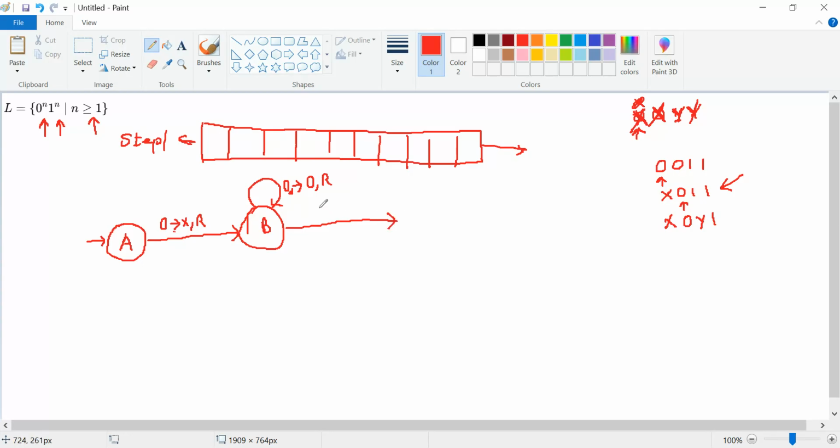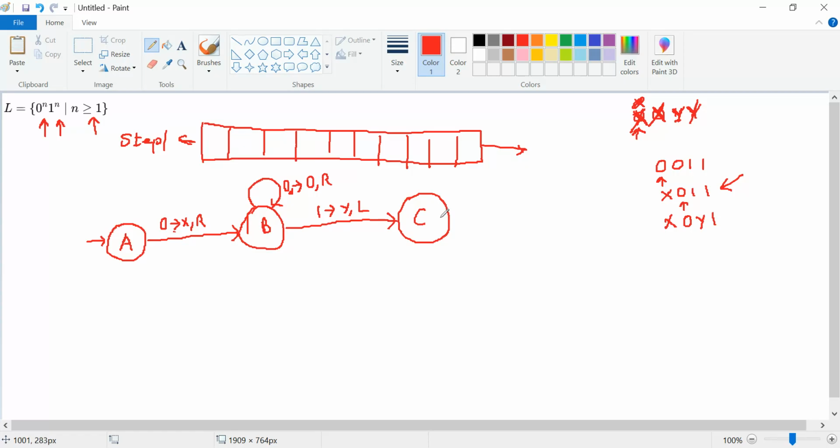I'm seeing a one, so I have to replace that one with y. And now where should I move? Since I have seen a 1, now I have to go back to the next 0, which means I have to now move left. So we have reached a new state, because we are making some changes. So that's why we have reached C.